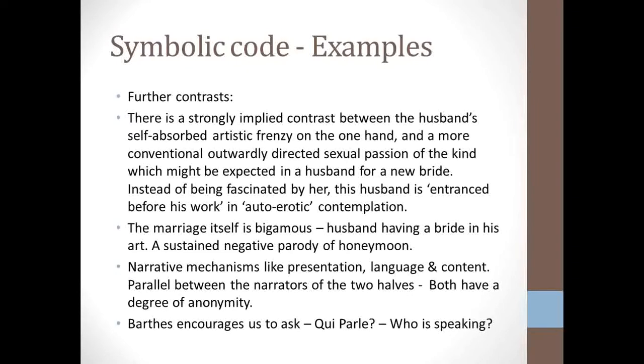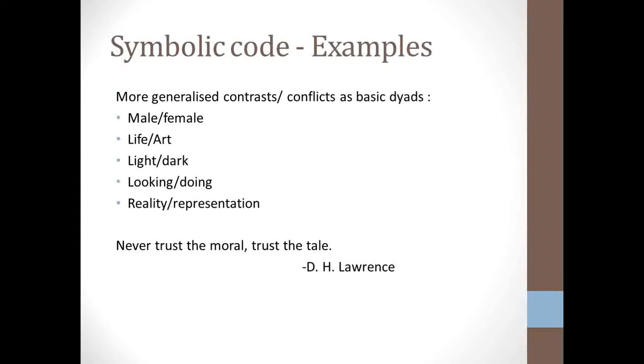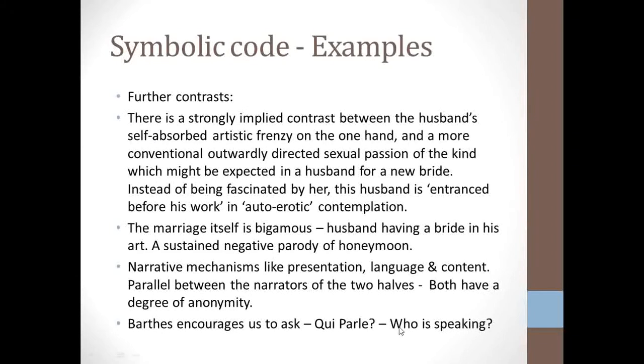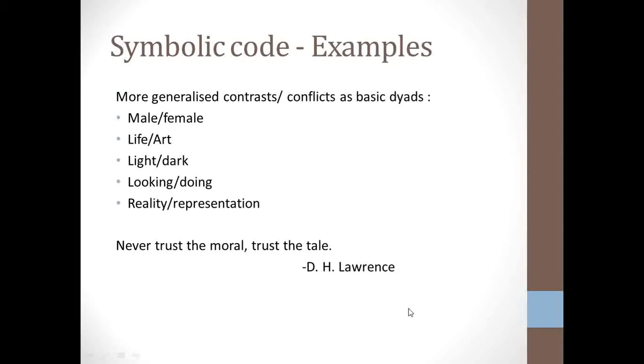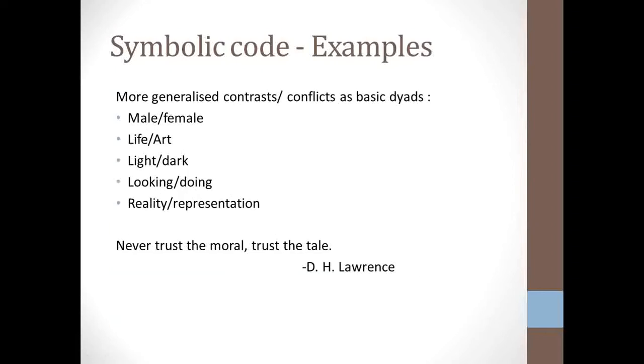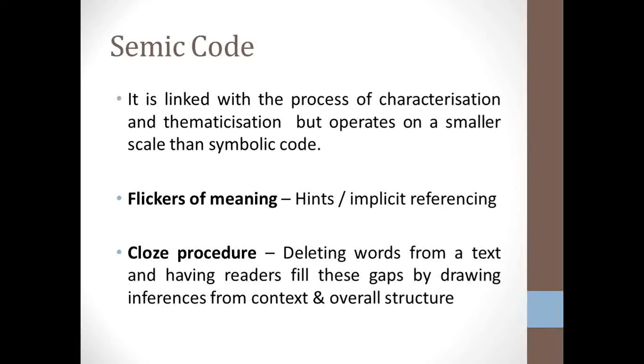So we saw a few further contrasts and some more generalized contrasts, and we also drew a parallel in terms of the narrators, as in how both the narrators have a degree of anonymity. And we are made to question who exactly is speaking, right? So that's why this question arises, who the narrator is. And yeah, today we are going to look at semic code, cultural code, hermeneutic code, and proairetic code.